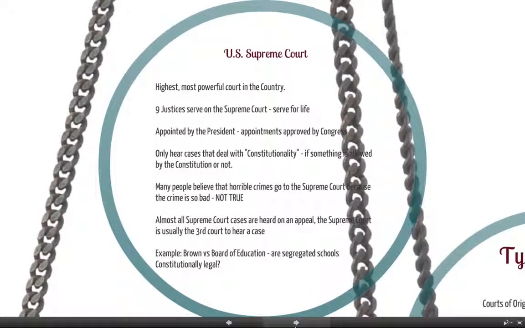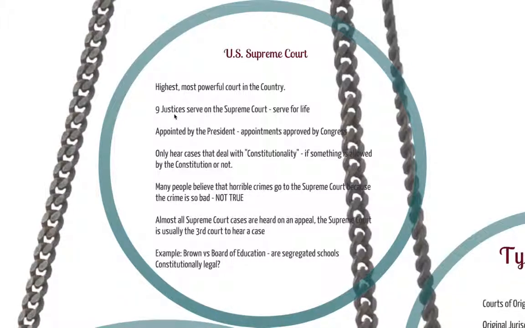So let's talk about the Supreme Court a little bit to finish this video. We're not going to talk about the state Supreme Court because every state has a different type of Supreme Court. Let's look at the U.S. Supreme Court because that's the head honcho, the top dog, if you will, the highest, most powerful court in the entire country. The Supreme Court is made up of 9 justices. They serve on the Supreme Court for life. So once you become a justice, you can serve until you just decide you don't want to anymore and you retire. If you die while there, obviously you're not serving anymore.